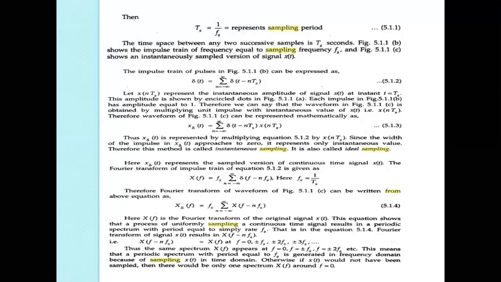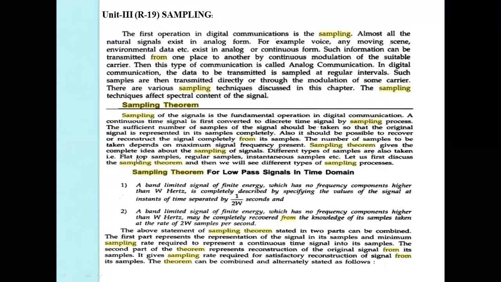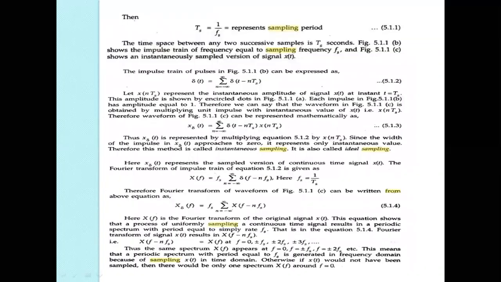There are different types of techniques in sampling: flat top samples, regular samples, and instantaneous samples, etc. Okay, the different types of samples are also taken. Here it represents only the instantaneous values. Therefore, whatever we are following now to prove the sampling theorem is instantaneous sampling, also called ideal sampling.